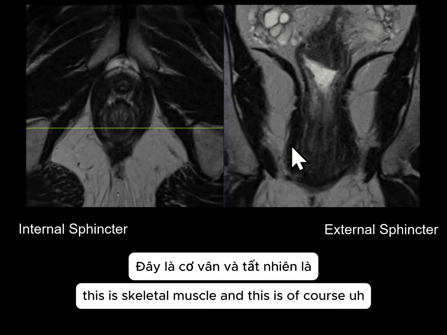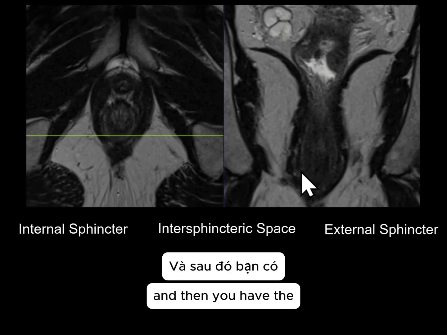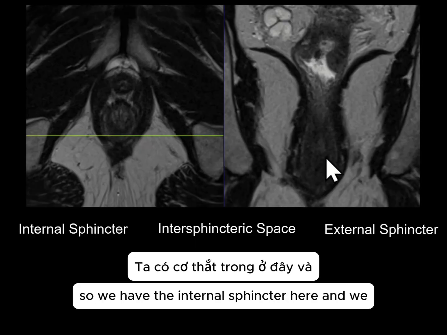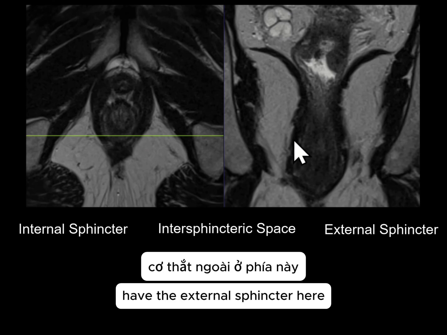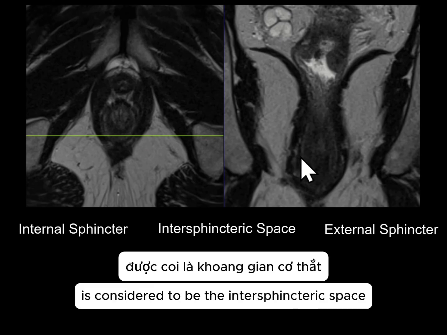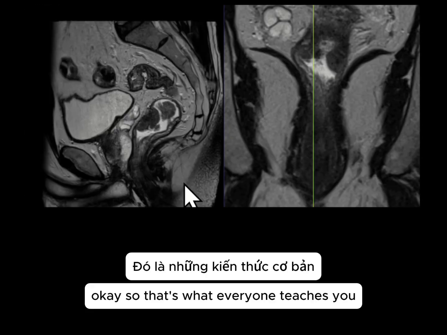This is skeletal muscle, and this is, of course, very hypointense on T2 weighted images. And then you have the intersphincteric plane between the two. So we have the internal sphincter here, and we have the external sphincter here. The space between is considered to be the intersphincteric space, often composed of fat. Okay, so that's what everyone teaches you.